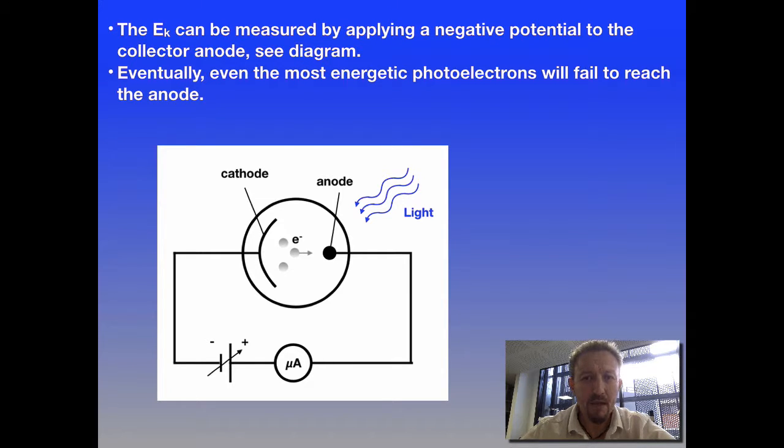However, if we turn on our variable power supply and we pack the anode with electrons, eventually the force of repulsion will prevent the electrons from actually moving across from the cathode to the anode. So as we increase the variable power supply, what we'll notice is that the microammeter will decrease to eventually zero, which means that the electrons will not move.